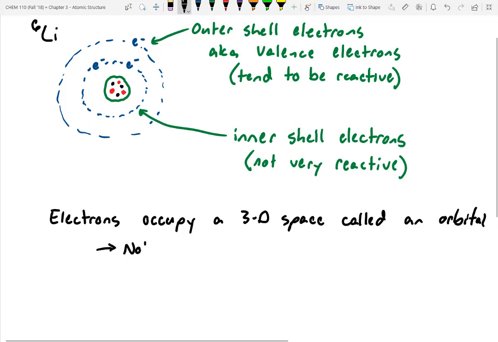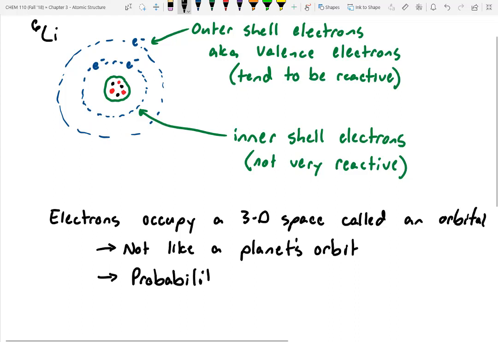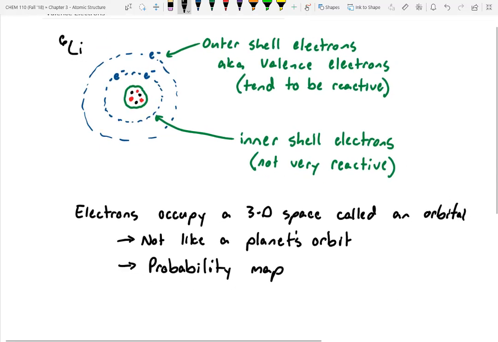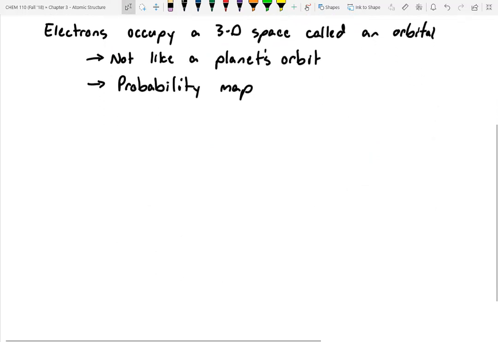It's not like 8 planets orbit. It is a probability map. So it basically says in this three-dimensional space, there's a high probability of finding your given electron. So we'll talk about this in a little bit of detail. So let's do the shapes and types of orbitals.